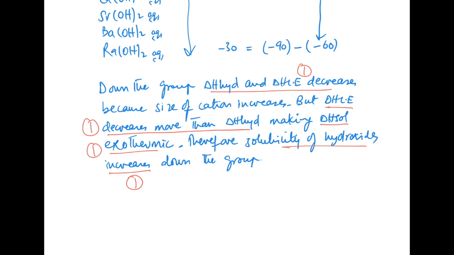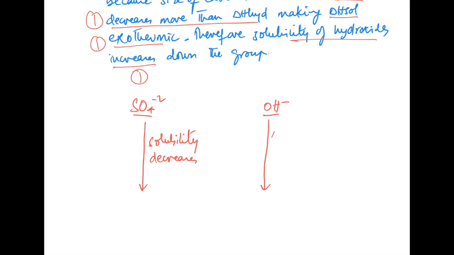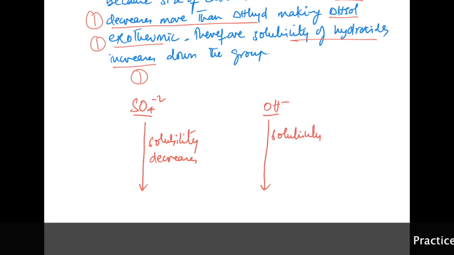So we can draw a conclusion, right, that in case of sulfates, solubility decreases, in case of hydroxides, solubility increases. Like very famously, we use barium compounds. So I think that it should be in your brains that barium sulfate is an insoluble salt, but barium hydroxide is a soluble base, right? Interesting.